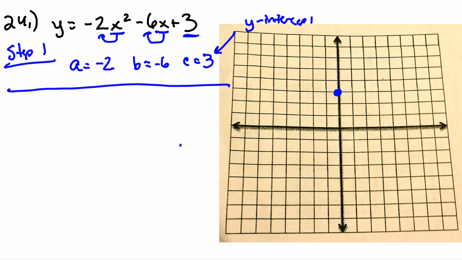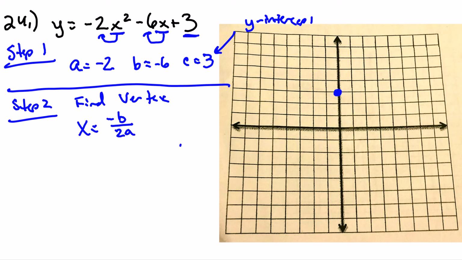Step 2, you're going to have to find the vertex. To find the vertex, you have to use the vertex formula. X equals the opposite of B all over 2A. Now remember, if you're going to use your calculator to help you out, put that bottom in parentheses. So I'm going to put negative 6 on top, so the opposite of negative 6 is just positive 6. And then I have 2 times negative 2. I end up with 6 over negative 4. That's just negative 1.5.